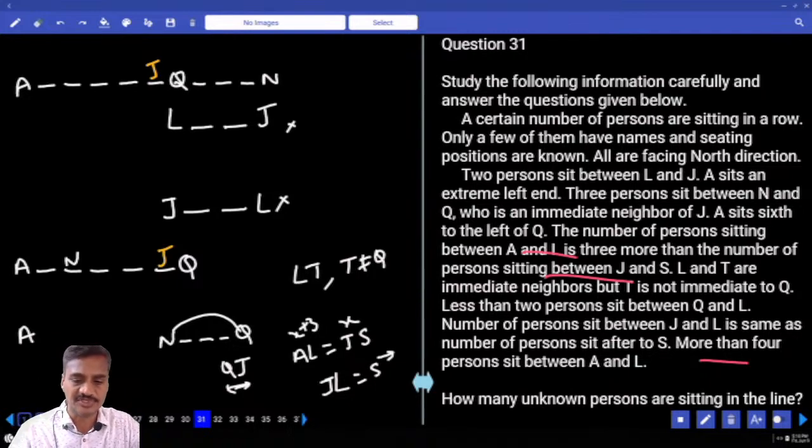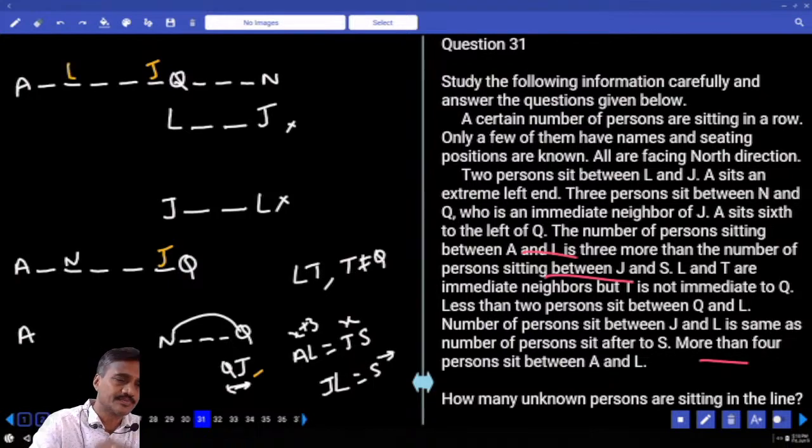Then now J is here, then Q and J are adjacent to each other. Then between J and L, what is the next information we have? And A and L, if J is here, then how many persons are there in between J and L? 2 persons. 1, 2, L can be here, isn't it? If L is here, A and L is 3 more than J and L. Is it possible? There should be at least 4 members between A and L. Right? Hence L cannot be to the left hand side.